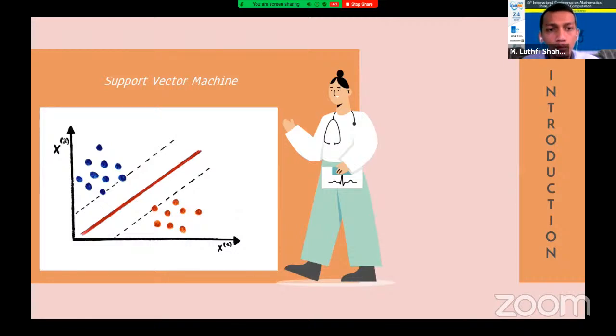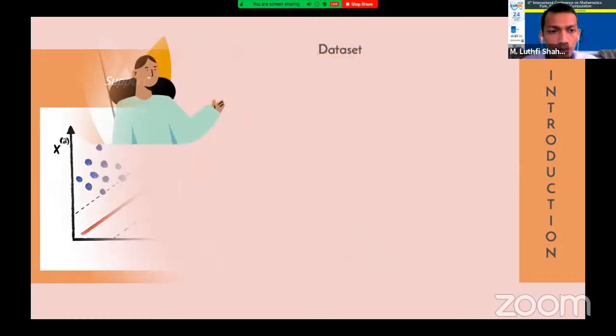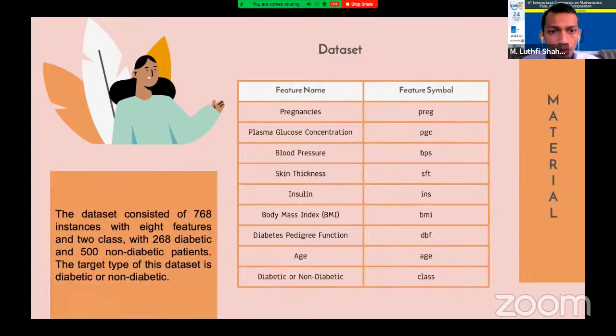The backward elimination feature selection was also included in this study to select all the relevant features in order to obtain a higher accuracy. Now, let's move on to the material. The dataset consisted of 768 instances with 8 features and a subclass with 268 diabetic and 500 non-diabetic patients. From this table, we can see all of the features that are included in this diabetes dataset.